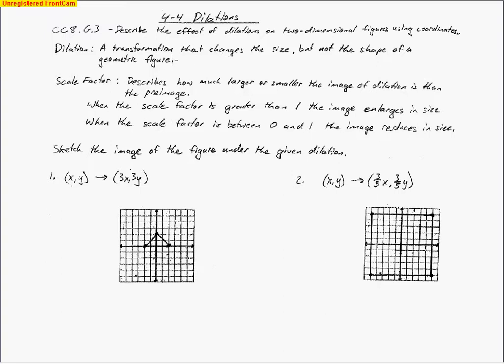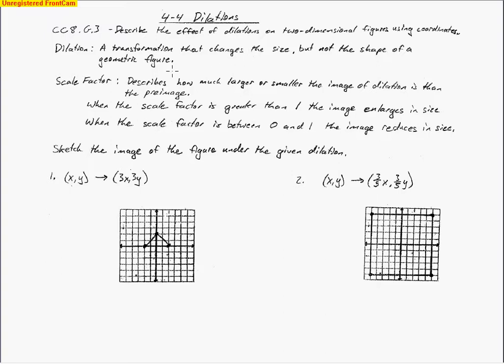So it's kind of like when you go to a photocopy machine and you want to enlarge something. You're doing a dilation. You're enlarging it. Or if you reduce it, you're also doing a dilation. You're transforming the size of it, but the shape actually remains the same.